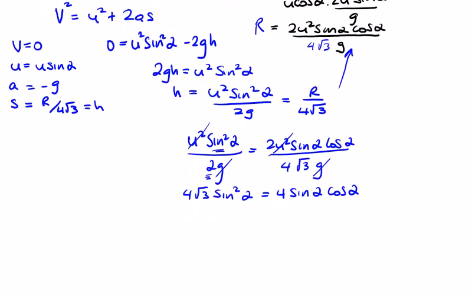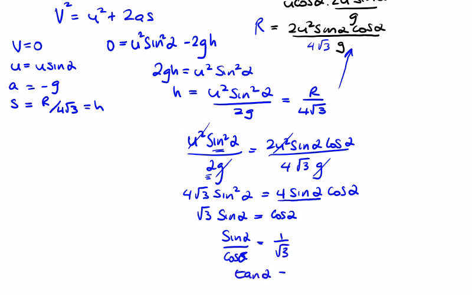So I can divide across by 4 sine alpha. So I'm going to get root 3 sine alpha is equal to cos alpha, since the 4 sine alpha divided by 4 sine alpha will turn into 1. So sine alpha over cos alpha, that's tan alpha, is equal to 1 over root 3. Tan alpha is equal to 1 over root 3. So that would leave alpha being 30 degrees.